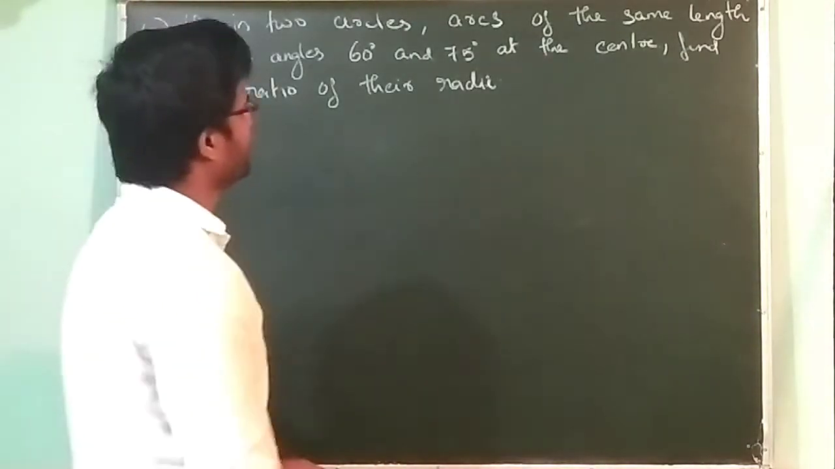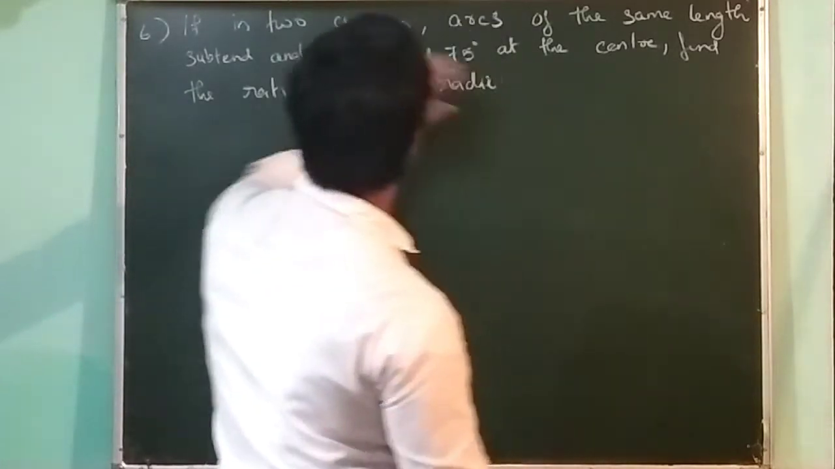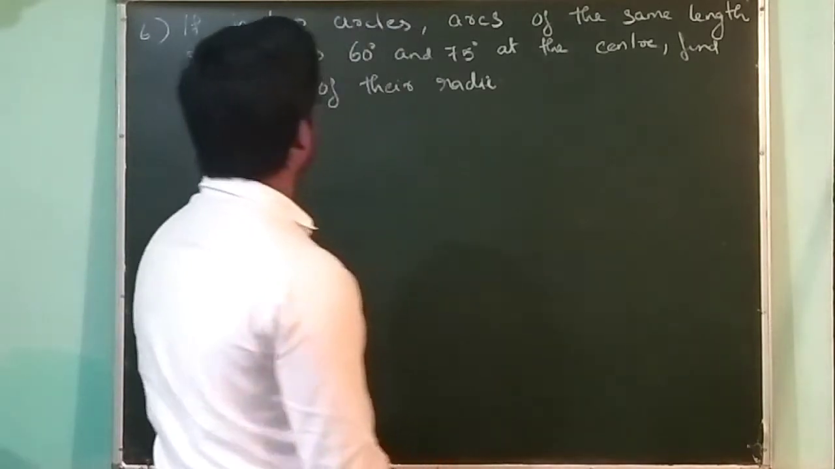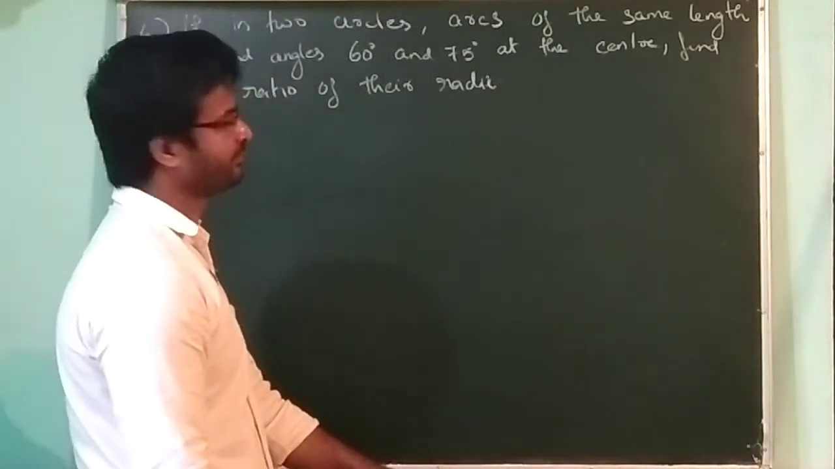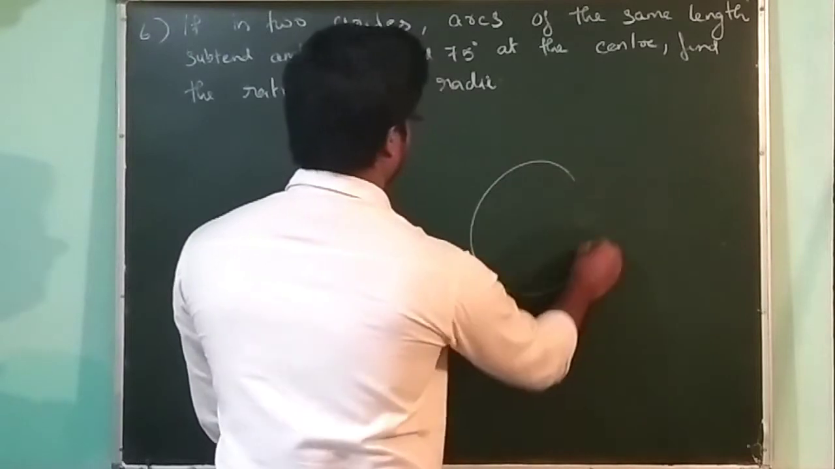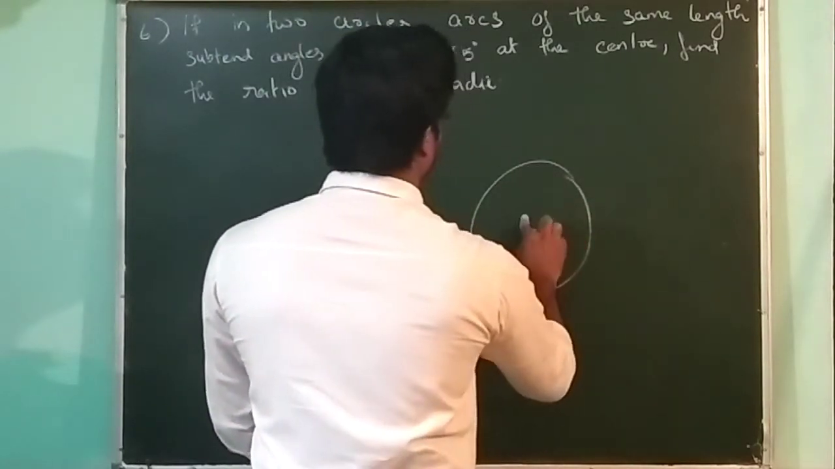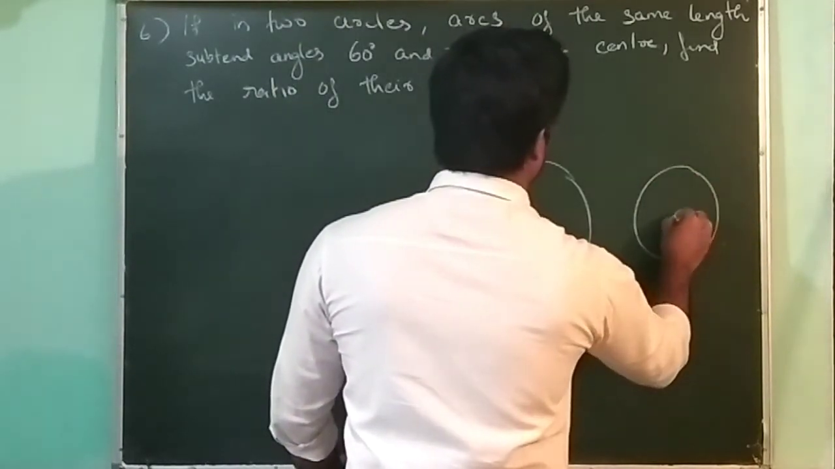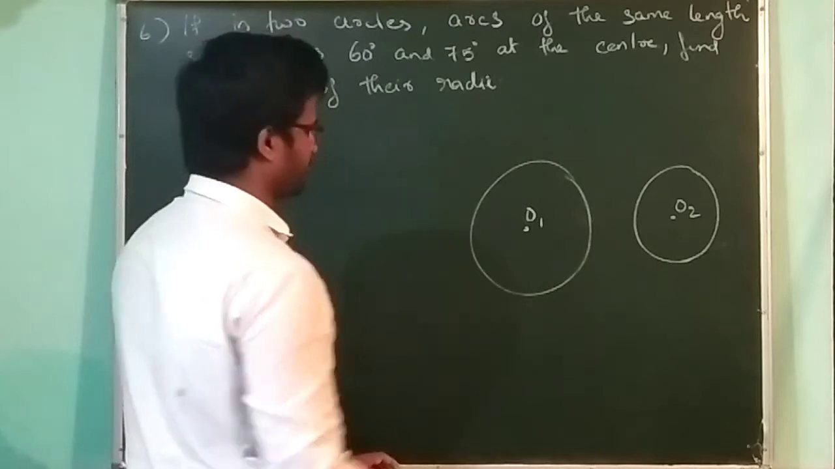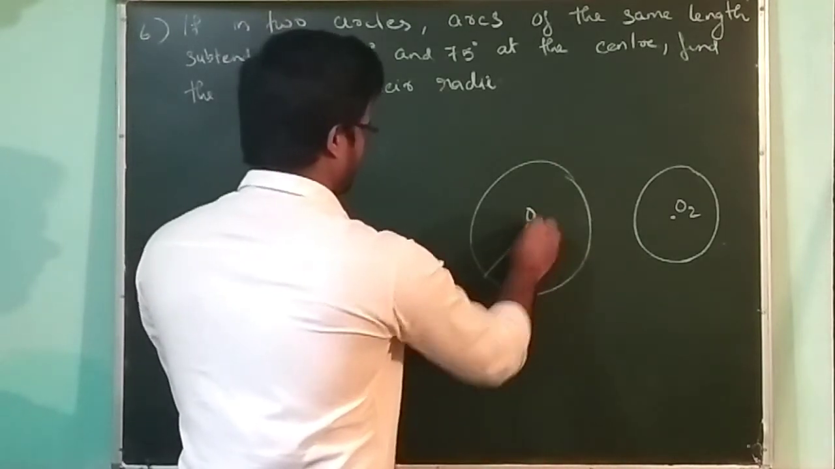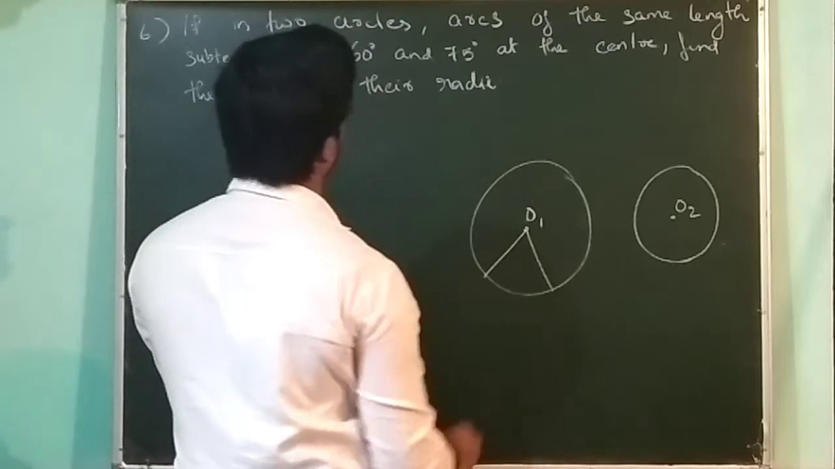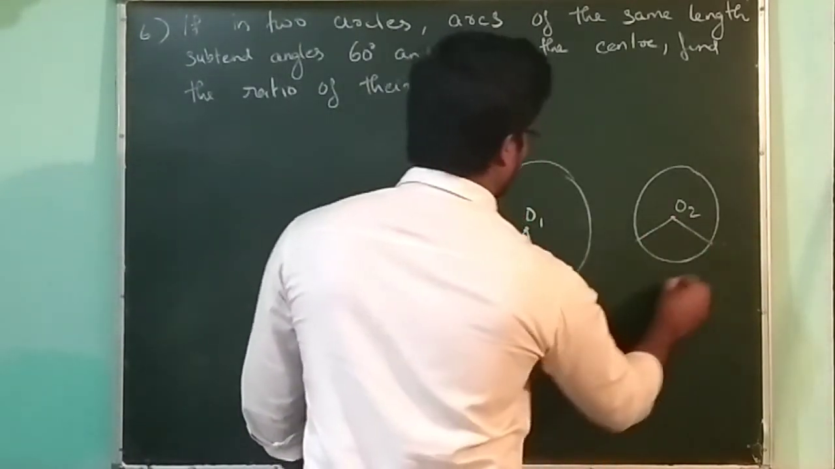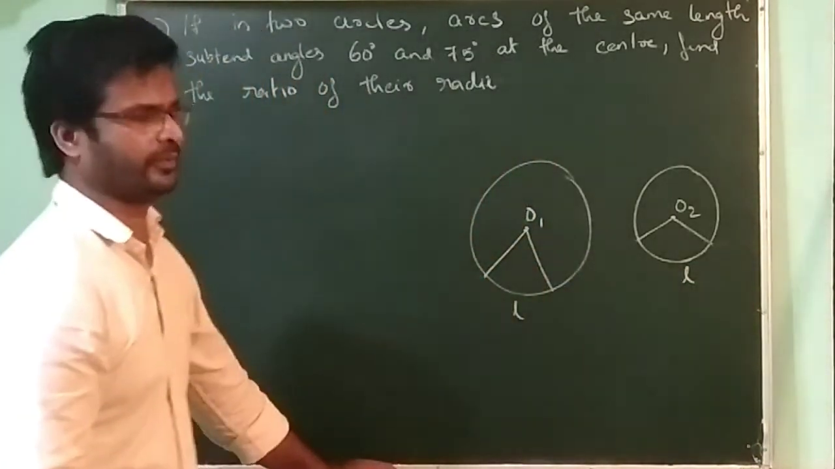Let's see question number 6. If in two circles arcs are of the same length, and subtend angles of 60 degree and 75 degree at the center, find the ratio of their radii. So we get two circles. One center is O1. Next small circle, center is O2. Two circles. We can make two arcs, L, L. Length of arc both equal, isn't it?